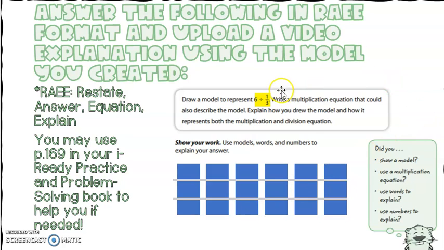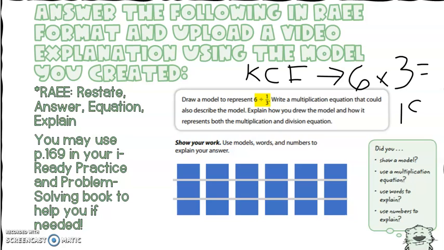Whenever I do that, that's also the same thing as saying 6 times 3. I know that because if I am doing the keep, change, flip method that we learned a few days ago, so if I do keep, change, flip, that means that instead of 6 divided by 1/3, I keep the 6, I change the division to multiplication, and then my reciprocal is my flip part, and my flipping would be going from 1/3 to 3. And I know that 6 times 3 equals 18.